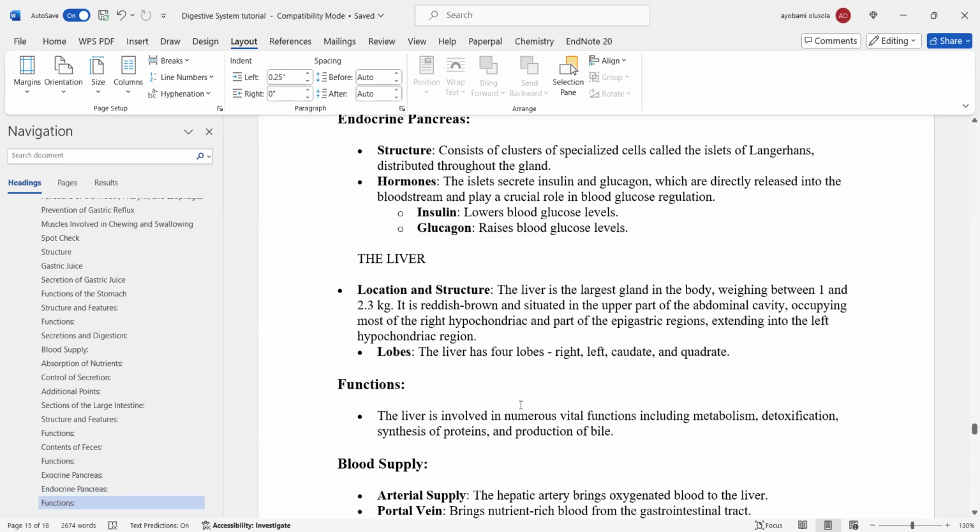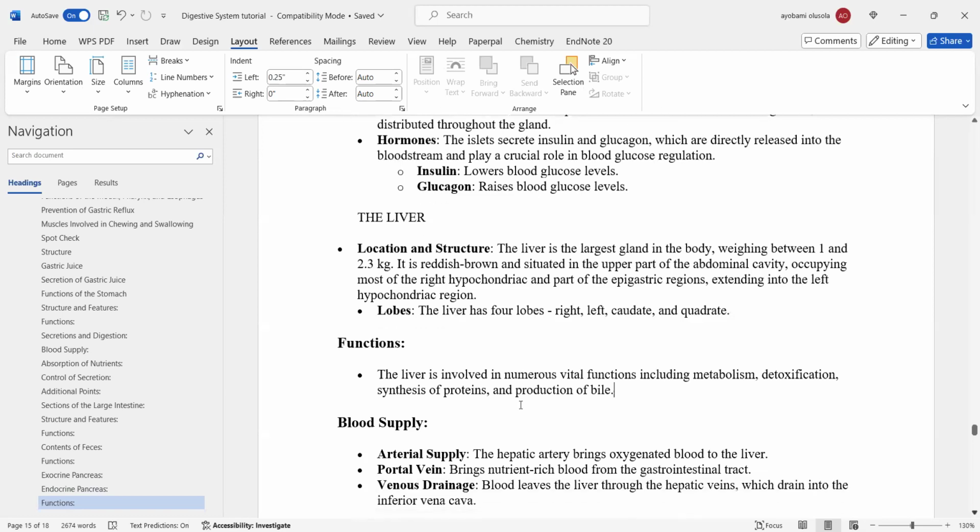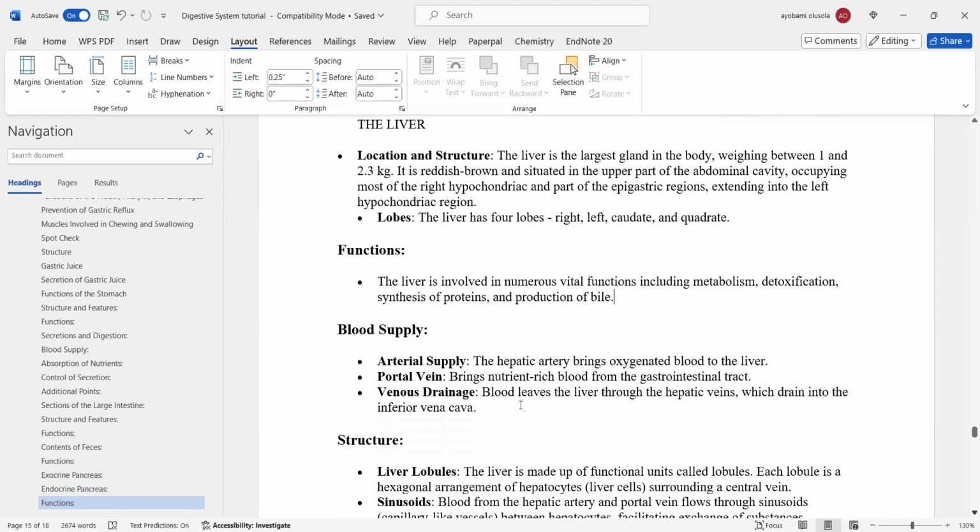You see, you must know all these hypochondriac regions. You must just know that the liver is more in the right hypochondriac region. The stomach is more in the left hypochondriac region. The liver is involved in numerous vital functions, including metabolism, detoxification. Oh, I skipped this. The liver has four lobes. We have the right, the left, the caudate, and the quadrate. So it performs several vital functions, including metabolism, detoxification, synthesis of proteins, and production of bile.